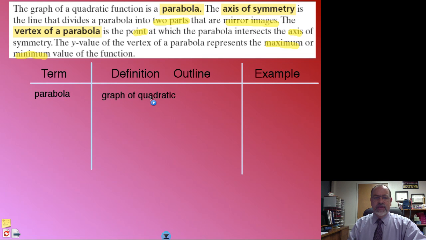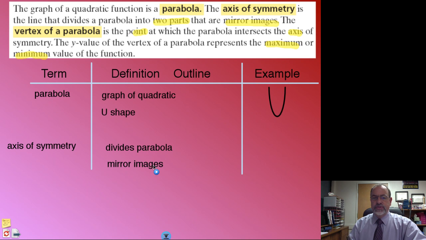So breaking this down then, the shape is a parabola. That's what the graph of the quadratic looks like, and that's a U shape. So this would be your standard or typical quadratic looking graph. There is the axis of symmetry, which divides the parabola in two, so that each side is a mirror image, which is, you know, symmetry from art.